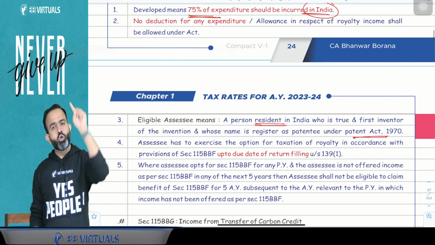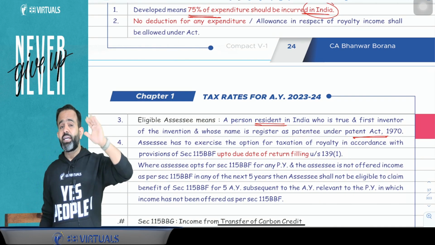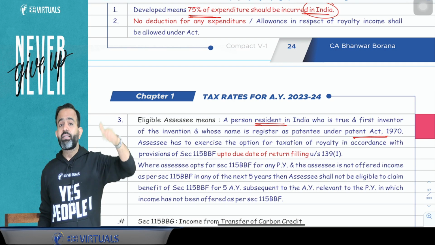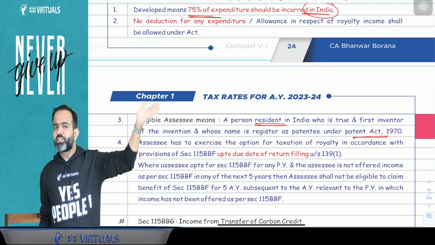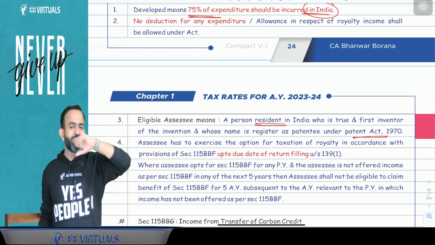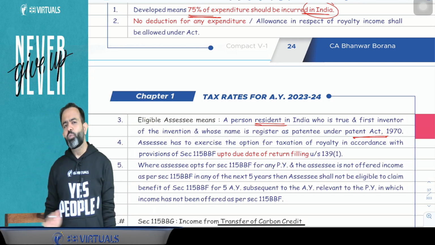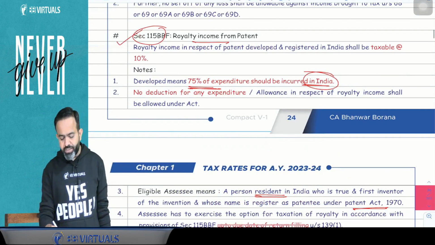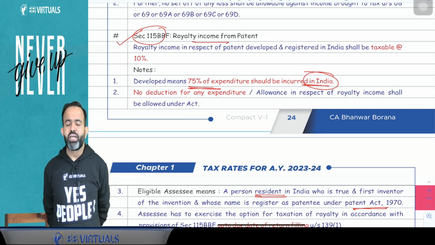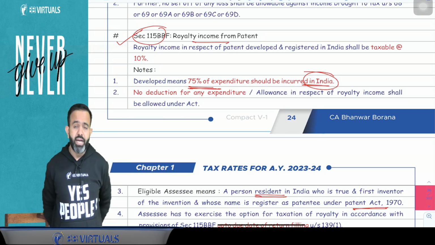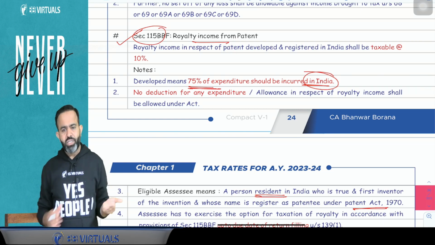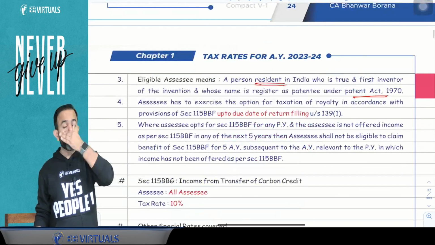One more point: gross royalty income will be taxable, meaning any expenditure against it is not allowed, and the deduction under 80QQB, I think it is 80RRB, against patent is also not allowed. Gross royalty will be taxable at the rate of 10%. One more point, if the assessee wants to opt for this section, then up to the due date of return filing, the assessee has to give one declaration and opt for this particular section.